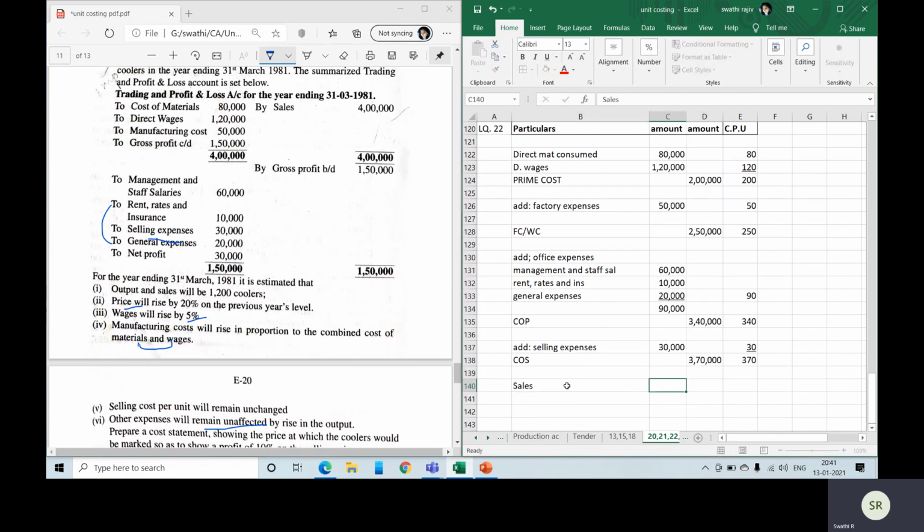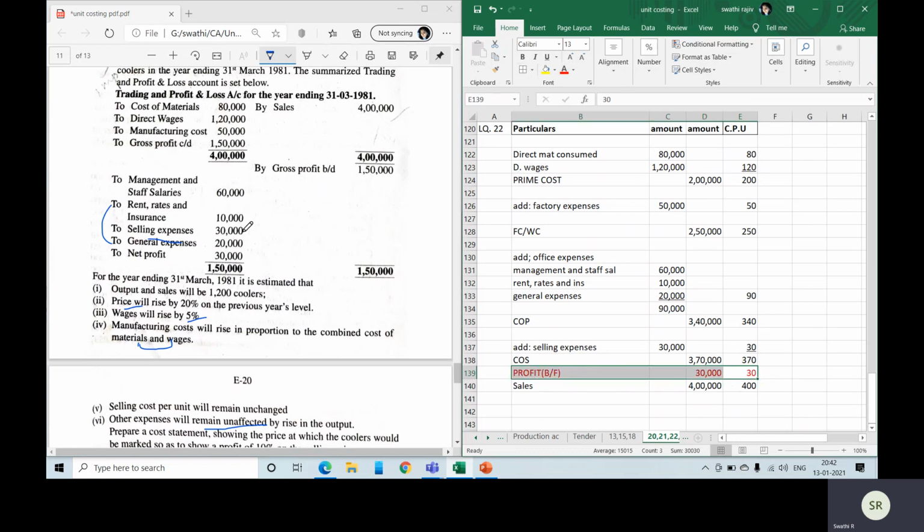Ultimately, sales figure is given to you directly. It is 4 lakh. So the profit is obviously 30,000. That is a different same figure. It's going to be your profit. That is your balancing figure. So obviously this is 400 and this is 30. So this is the information that we have.